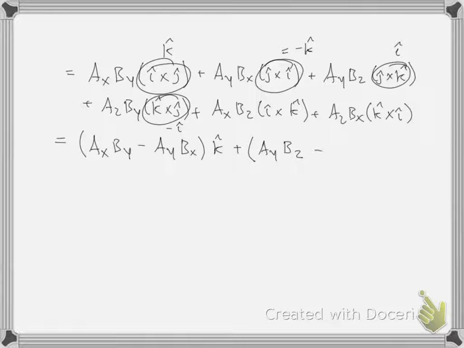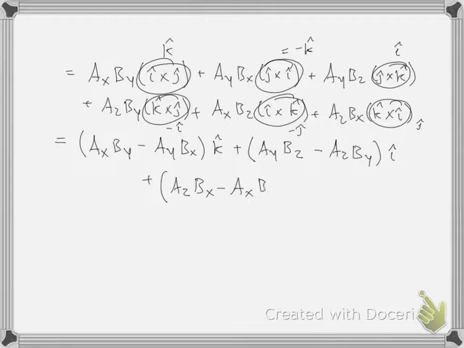AYBZ minus AZBY. And that is, factoring out the i hat, we have that. And then plus the third term, i cross k. Oh, what's that? Minus j. k cross i, that's plus j. I'm going to actually write it like this: AZBX minus AXBZ, factoring out j hat. Okay. All right.